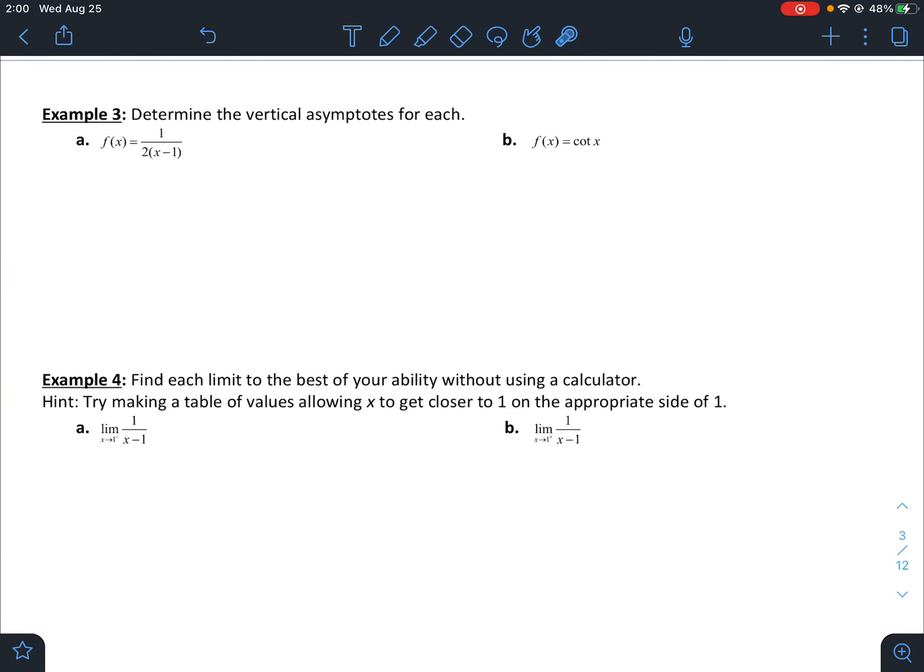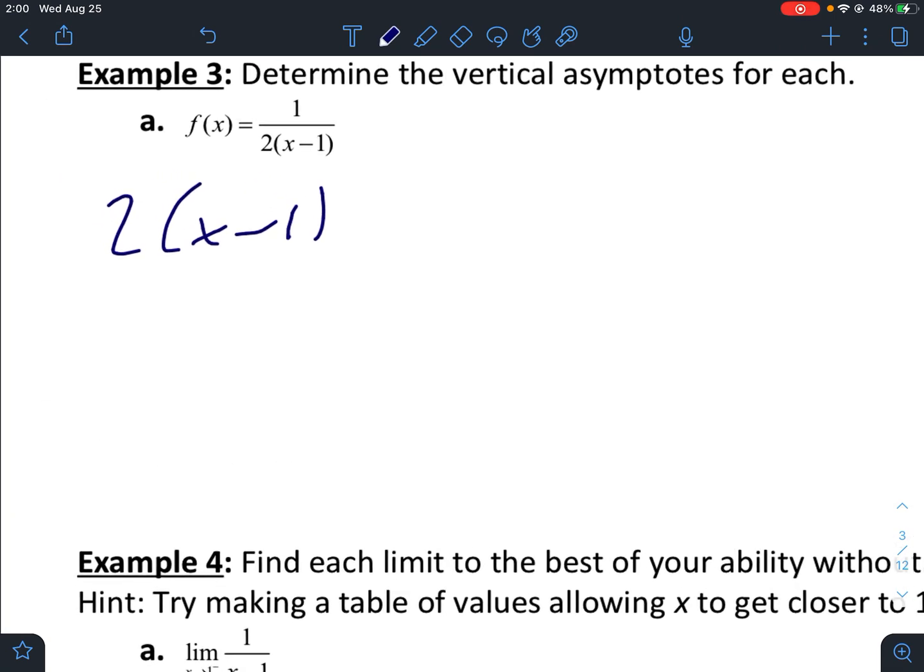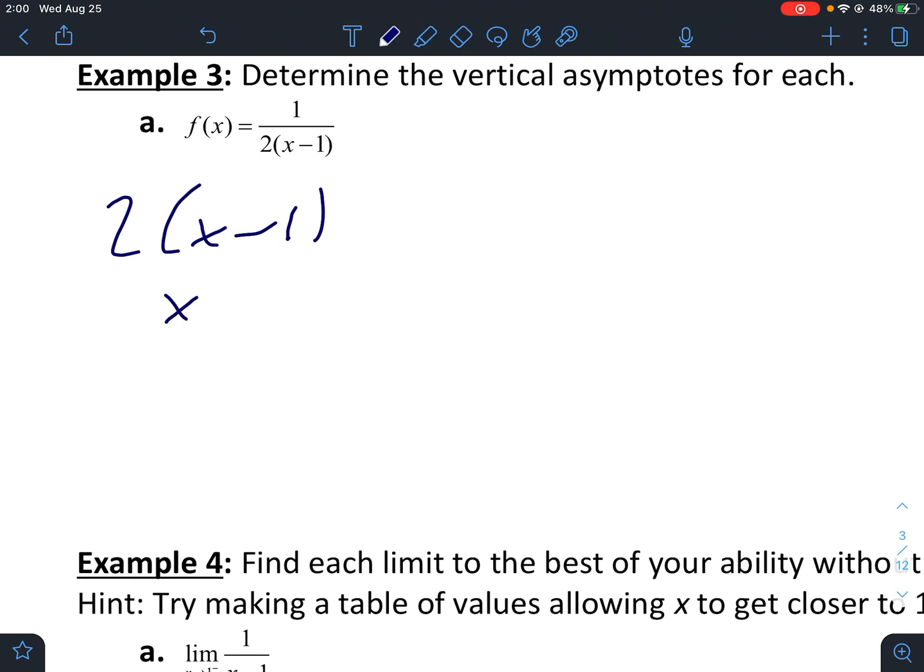All right, example 3. Again, we're talking about vertical asymptotes. If we set the denominator equal to 0 here, 2 will never be 0, but x minus 1 will be at x equals 1, and that's our vertical asymptote.